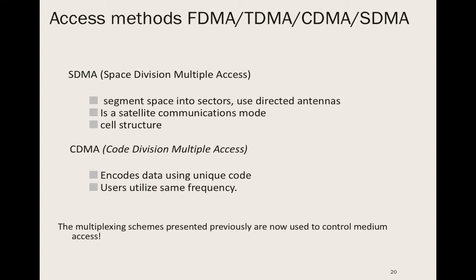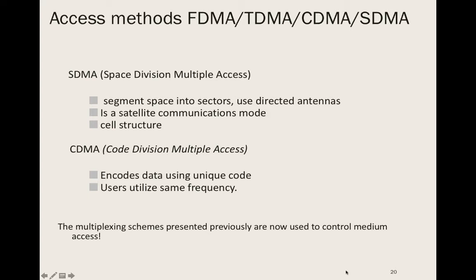CDMA, or code division multiple access, encodes data using a unique code. So basically, before sending the data on the same frequencies, it adds a code to it, so the data are unique when they arrive at the receiver. The receiver knows how to decode it. It has the code, and it can decode the data and take the information. The good thing about CDMA is that it can utilize the same frequency for all users.